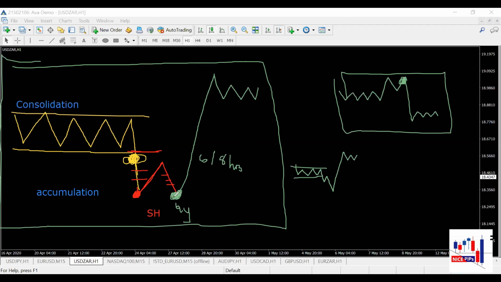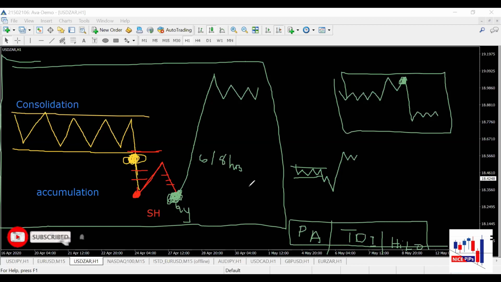Remember, when it comes to this point here where you take your trade, you must look at the price action. I'm talking about candlestick patterns. You must pay attention to the TDI, Traders Dynamic Index. You must also pay attention to the daily highs and lows. I'm talking about yesterday's high and yesterday's low. I'm going to talk more about these in detail when we go to the actual chart.